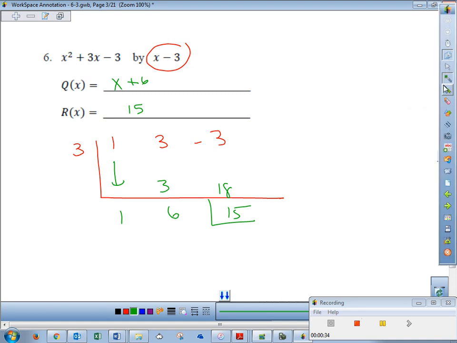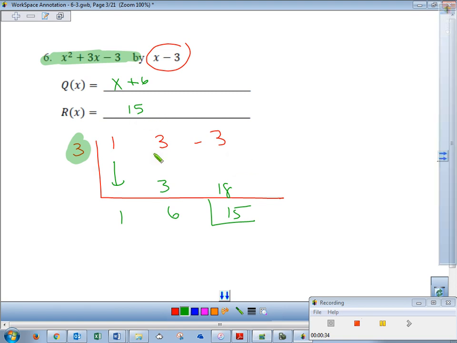The question is now, this would be a parabola if we graphed it. Is 3 a zero of this? Yes or no? No, the remainder was not 0. The remainder was 15. So if you get a remainder of 0, then that's where it crosses the x-axis.